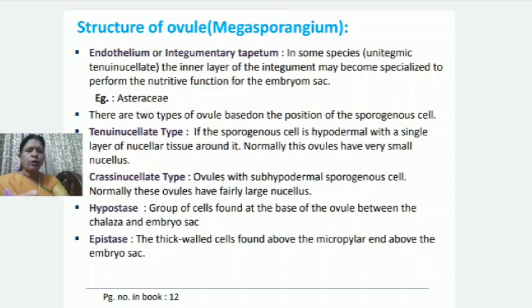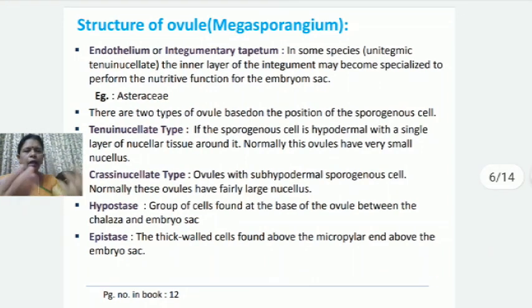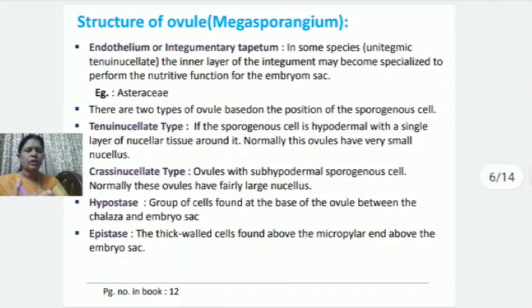And there are two more parts in this ovule. One is hypostase, another one is epistase. The group of cells found at the base of the ovule between the chalaza and the embryo sac is called the hypostase. And what is epistase? The thick-walled cells found above the micropylar end and above the embryo sac are called the epistase. You may be asked to write about hypostase and epistase as a 2-mark question.